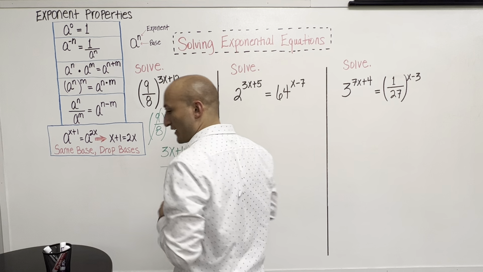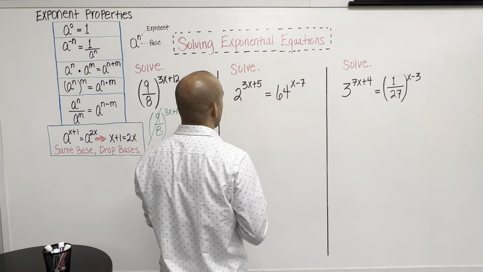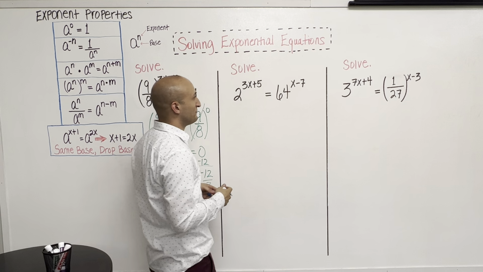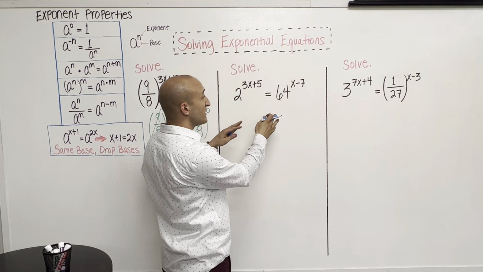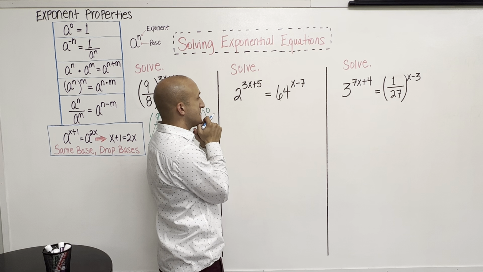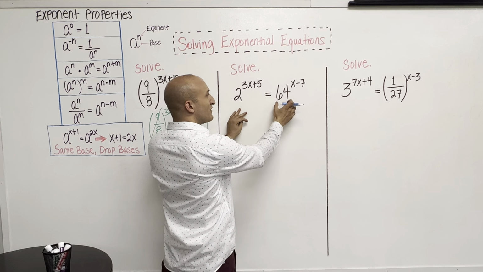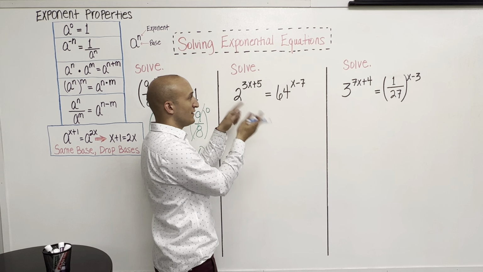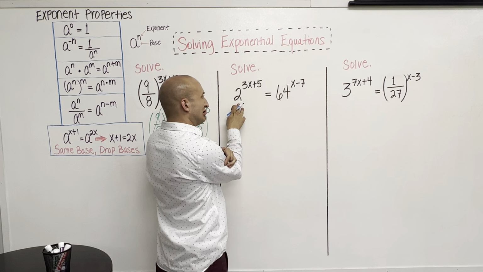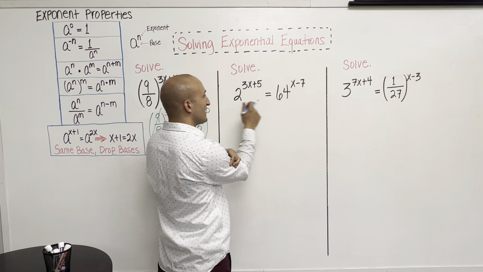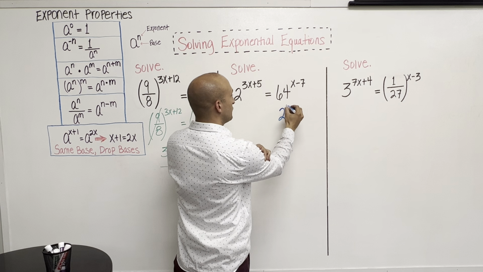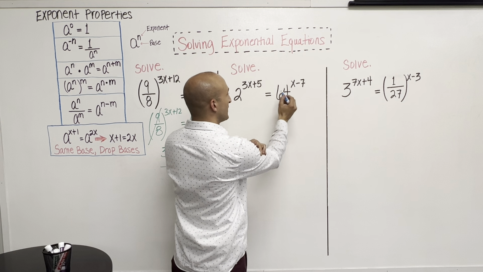For the next one here, again, I need the same base. And usually with these, what I try to do is grab the bigger number and try to get it to look like this, right? Say, can I raise 2 to a certain power to get 64?